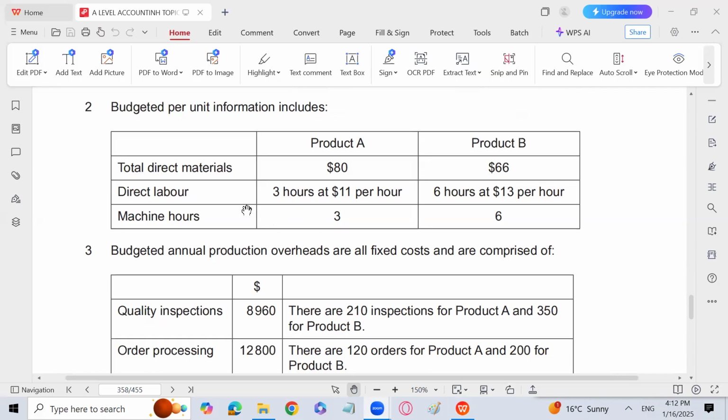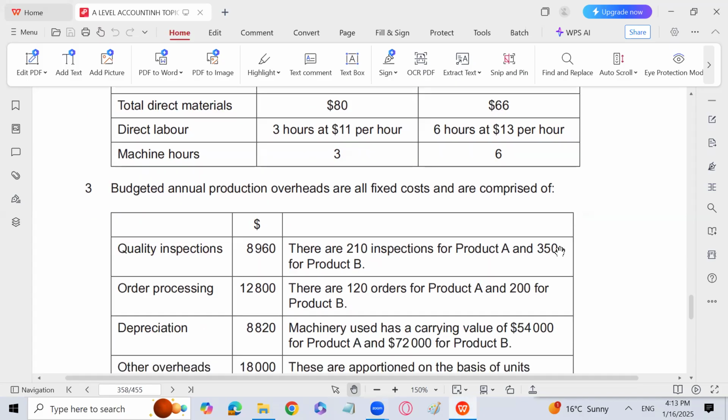Direct labor is 3 hours at the rate of 11 per hour. How much will it become? 33. 33 is the per unit cost for direct labor. 6 hours at the rate of 13, so 78 is going to be the cost per unit for direct labor. Machine hours are given, 3 hours and 6 hours. Why are machine hours given? Because they may be used for some future purpose, which is not yet known to us.